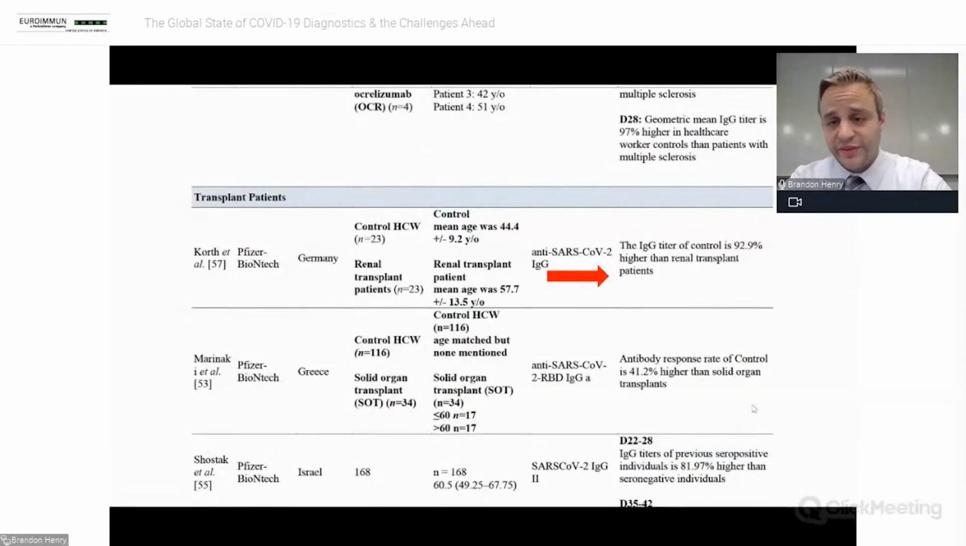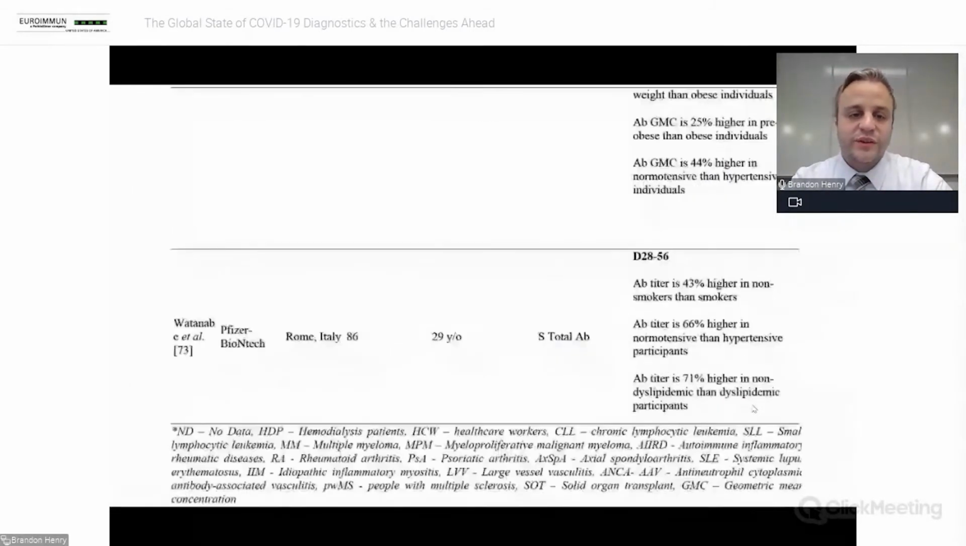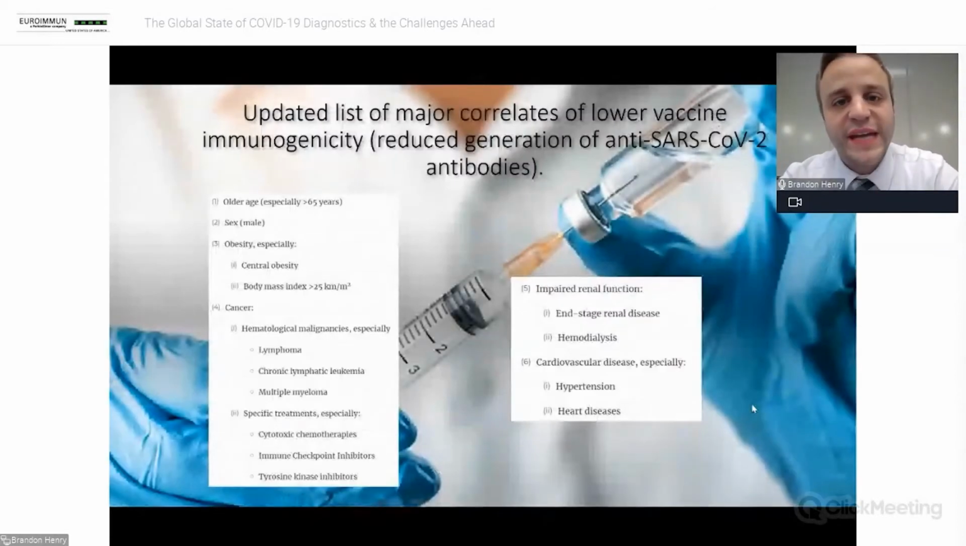In transplant patients, we should point that out. The IgG titer, for example, compared to controls, is 92% lower in those who receive renal transplant. So, another group that really should be prioritized for boosters and should undergo serologic monitoring. So here we have an updated list of the major correlates of vaccine immunogenicity.